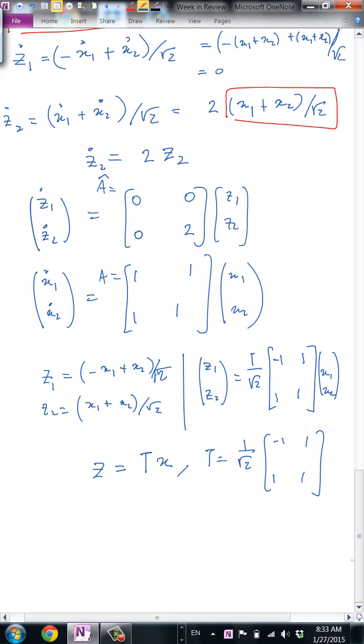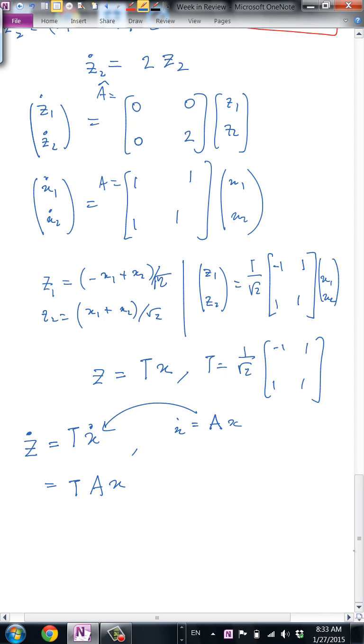So let's try to recompute the time dynamics just in terms of this equation. So z dot is equal to T x dot. x dot is equal to Ax, so we can plug that back in. So I get that z dot is equal to T times A times x. But now I want to convert this back into something in terms of z. So if z is equal to Tx, I know that x is equal to T inverse z. So therefore, z dot is equal to T A T inverse times z.